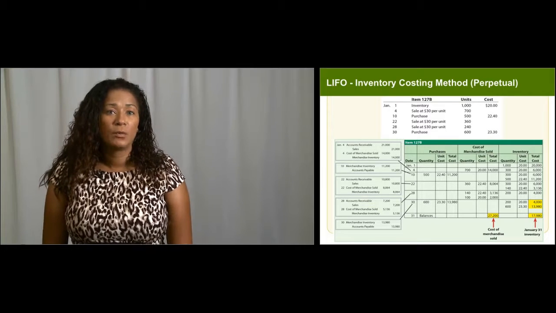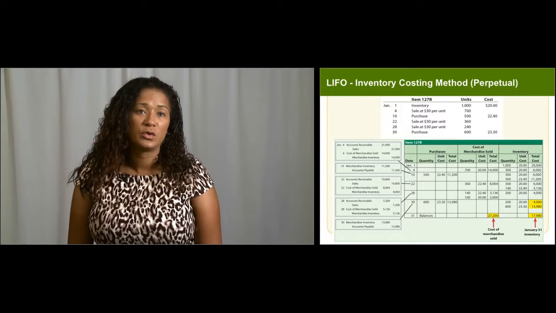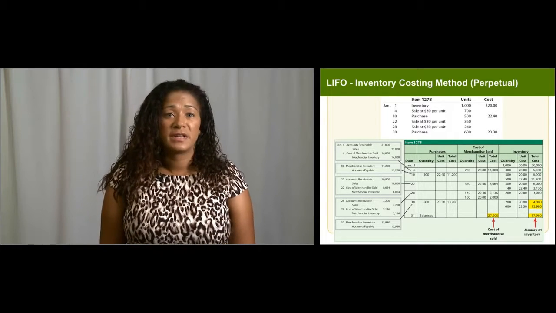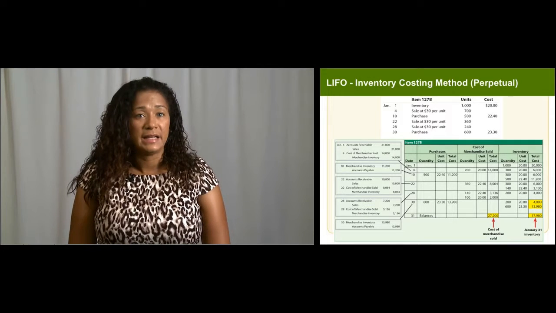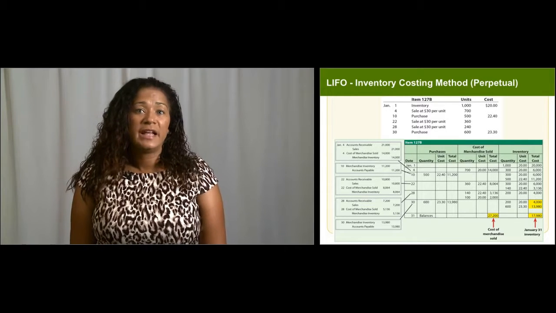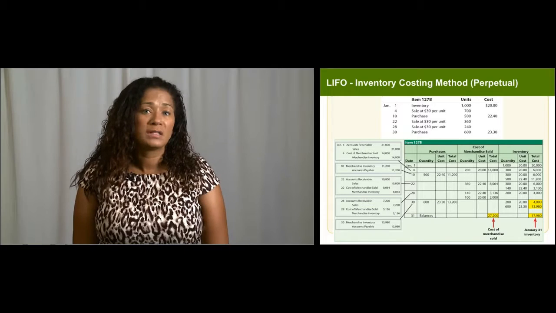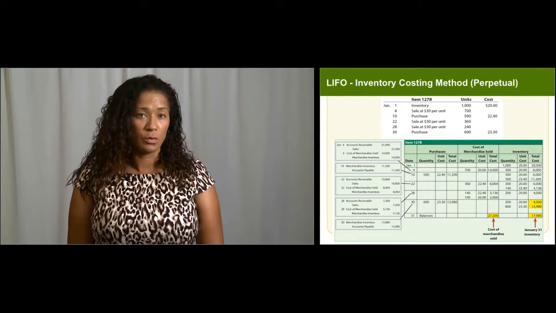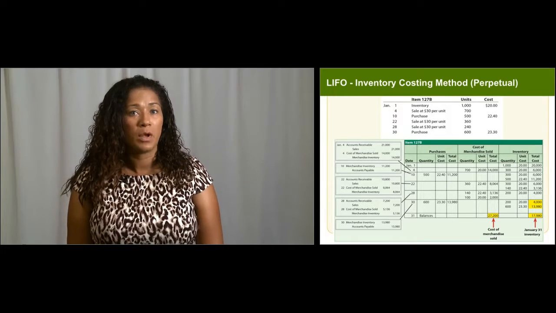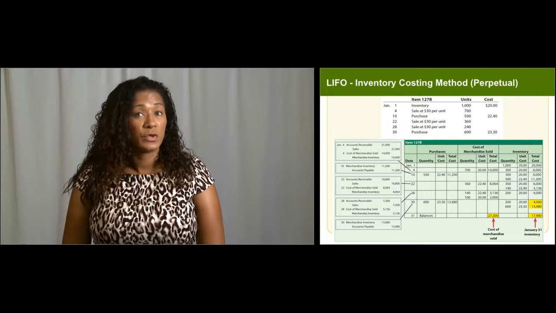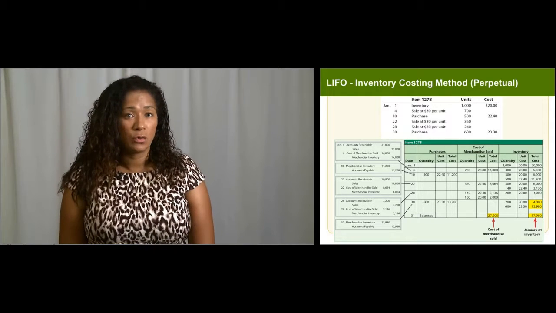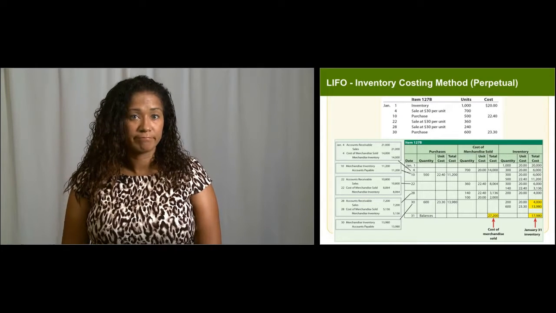On January 10th, the company purchased 500 units at a cost of $22.40 per unit. Just like the other transactions, the first step is to enter the January 10th date in the date column. The second step is to enter 500 in the quantity column and $22.40 in the unit cost column of the purchases section of the report. The next step is to calculate the total cost of the units purchased by multiplying 500 by $22.40, which is $11,200. Enter this amount in the total cost column in the purchases section.